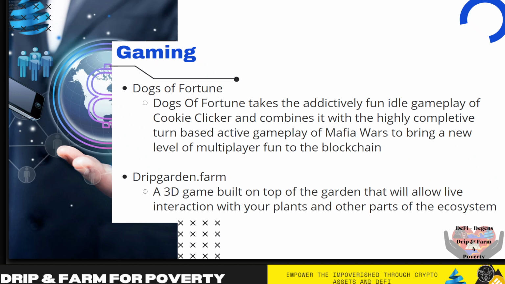Then next there's the dripgarden.farm, which is a 3D game built on top of the garden that will allow live interaction with your plants and other parts of the ecosystem. Right now, this is just a static kind of interaction. You can't do anything with your Drip BUSD farm, but this is being integrated as of the latest information from Forex Shark. So these developers will be able to turn this into a more interactive game and add other parts of the ecosystem for that interaction. And Drip is already used in order to generate plants in this game, but it could be used for other things as well. And the developers can take their donations in Drip as well.